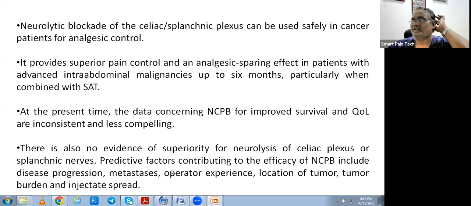Now, there are many predicting factors which contribute to the efficacy of neurolytic celiac plexus block, and they include disease progression, metastasis, and operator experience. This is very, very important. You may feel that you gave the block and it didn't work. But how much is your experience? How can you say that the drug you gave has spread adequately and blocked the entire celiac plexus? It may have covered only partially. So failure is always bound to happen, and we have to accept that.